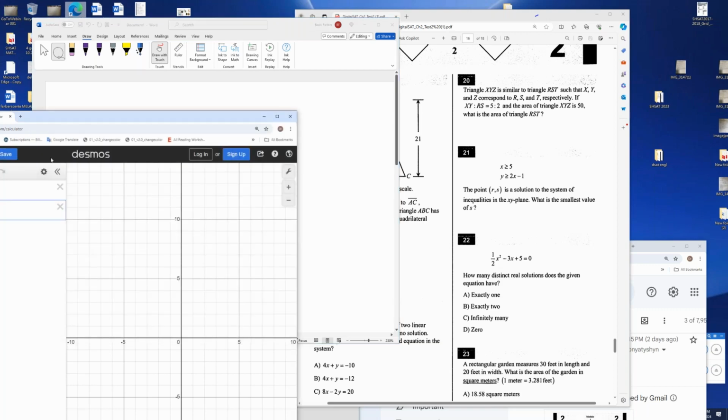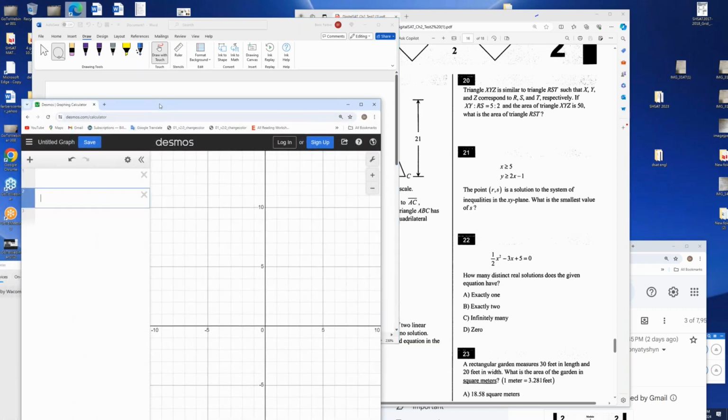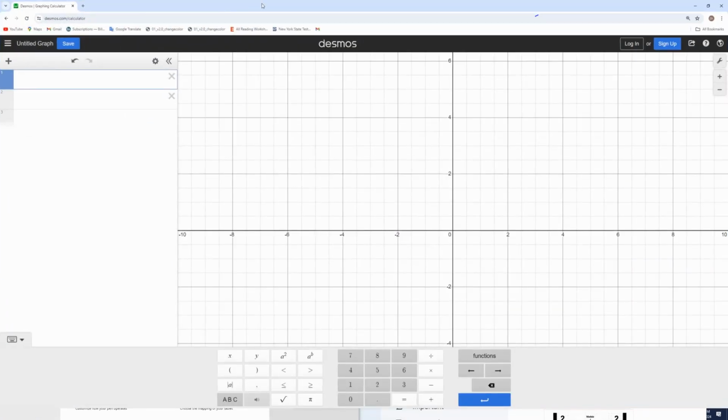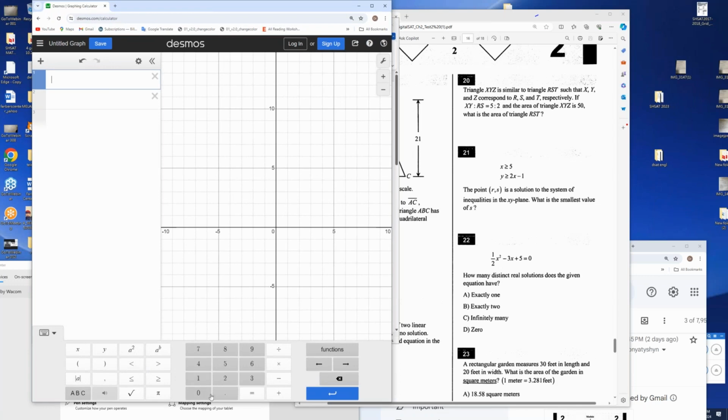22. Let's do 22 with this one. Some students made a mistake on this one. And 22, what do we have here? 1/2 x to the second minus 3x plus 5.